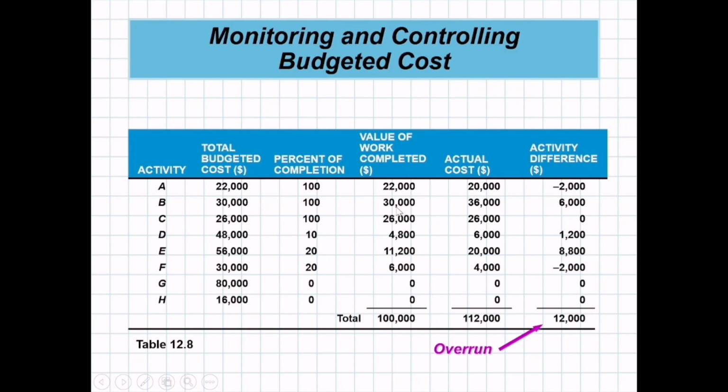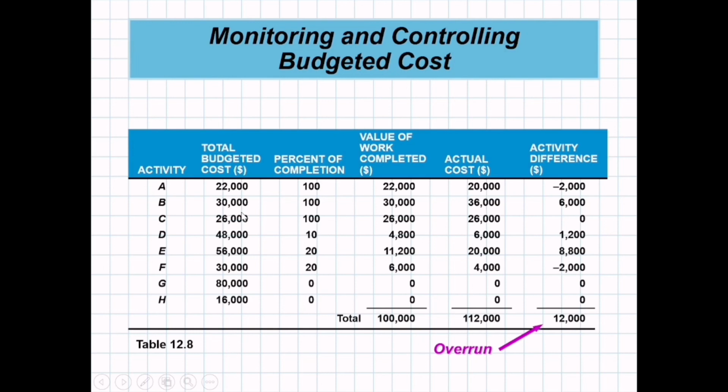But its actual cost, class, is 36,000. Okay? Going back, I missed something. The budget cost for activity A is 22,000. It's completed, all done. This is the value of the work. But our actual cost is only 20,000. So there is a difference of 2,000.